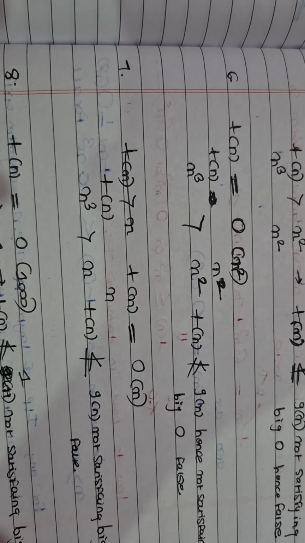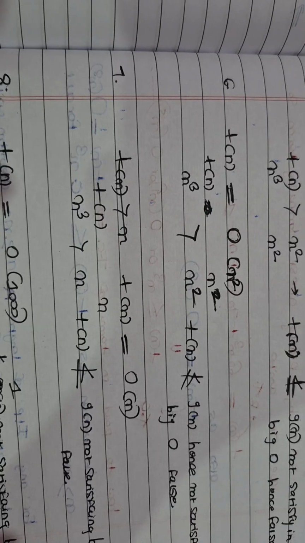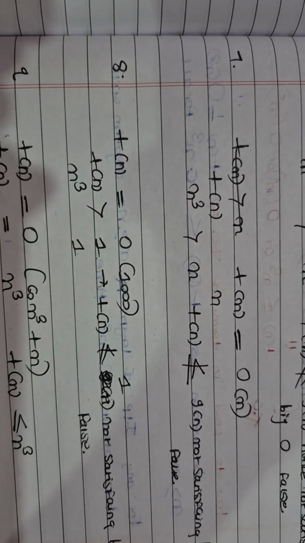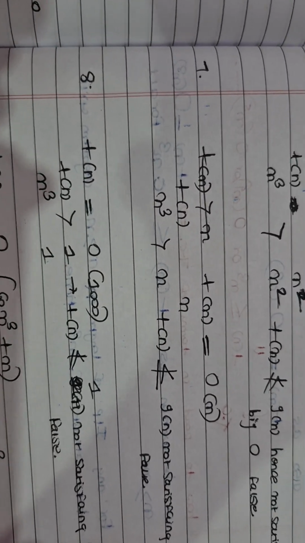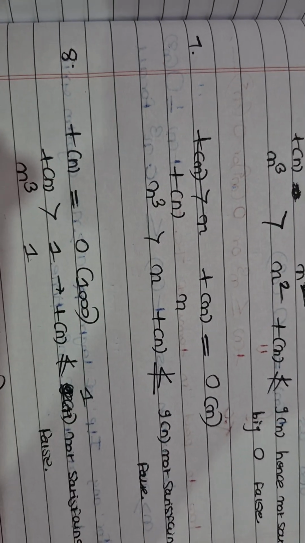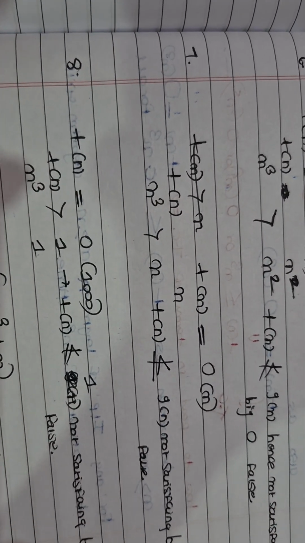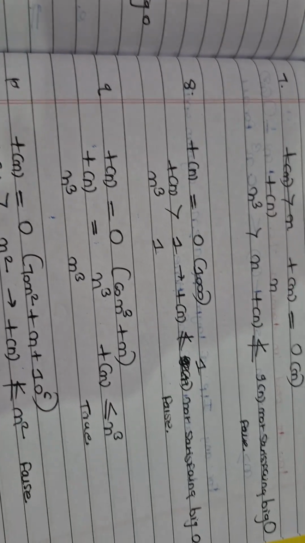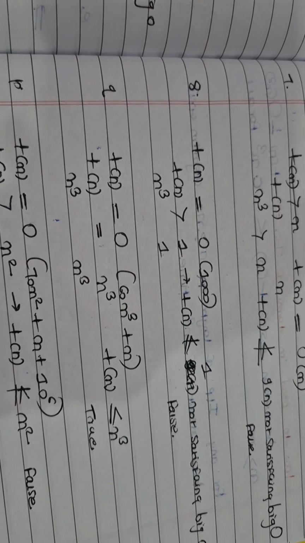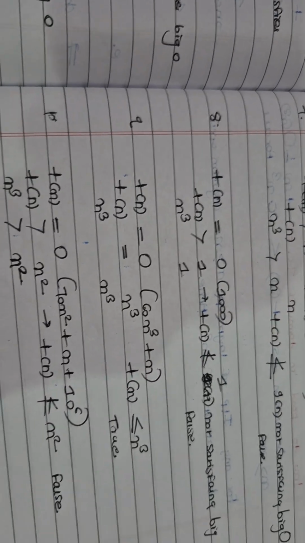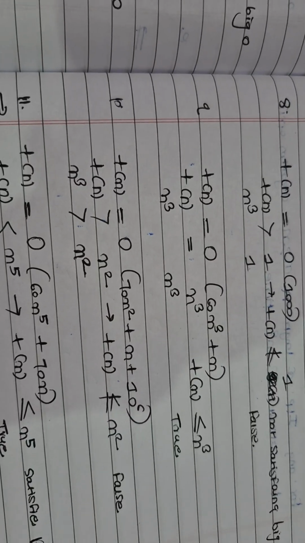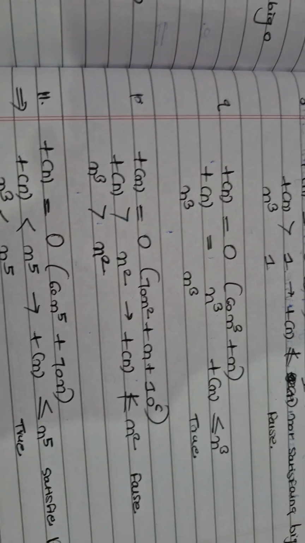So T of n is equal to big O of n, but n cube is greater than n, so it does not satisfy big O, so it's false. Here 1000 you can take 1, and n cube is definitely greater than 1, so again it does not satisfy big O, and it's false. So here n cube is the most dominating term, which is equal to the given most dominating term, so it's true. And from here also n square is the most dominating term, n cube is greater than n square, true.